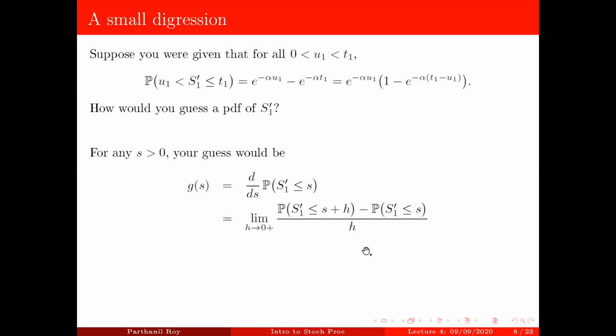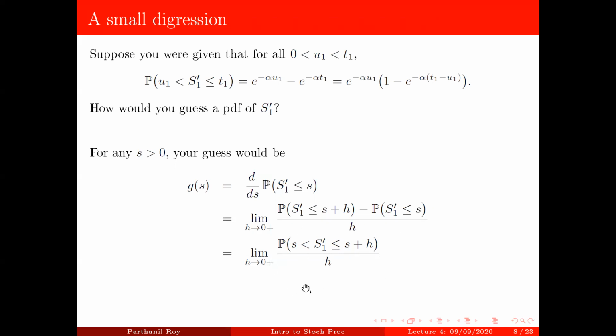Of course, this has to be the limit as h goes to 0, but if the limit exists, we are anyway guessing it. So we can as well just take the limit as h goes to 0 plus. Once we make h positive, the advantage is that this probability in the numerator is basically the probability that S1 dash lies between S and S plus h. But here there's a strict inequality on the left side, and on the right side you have a weak inequality.